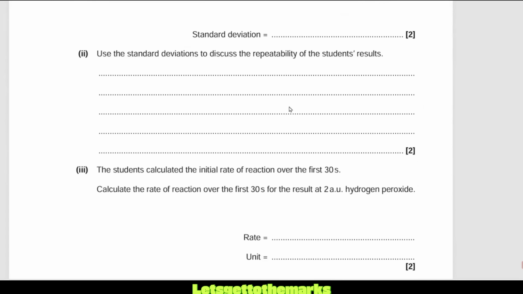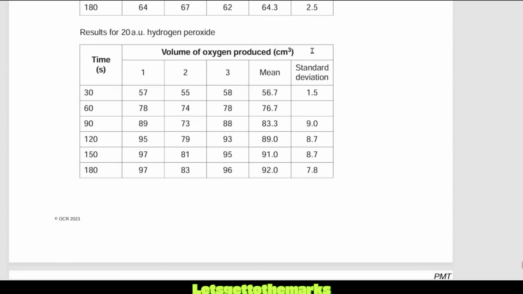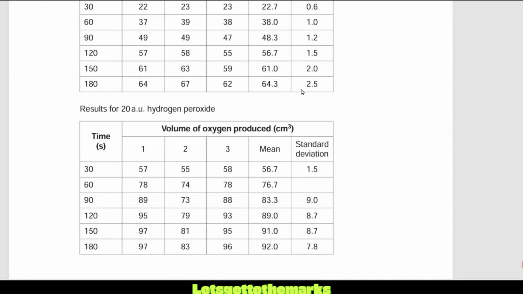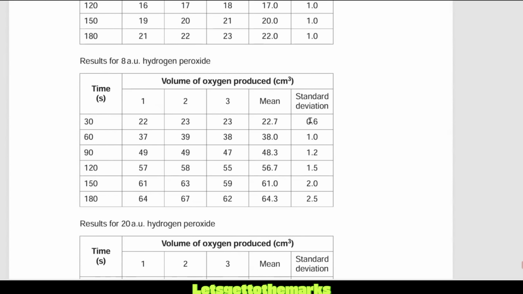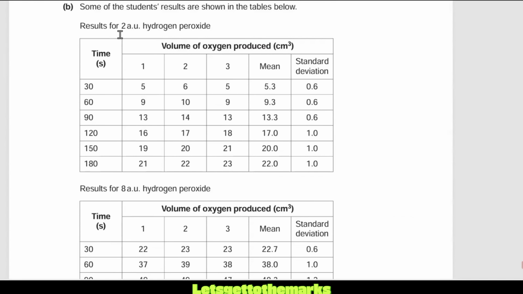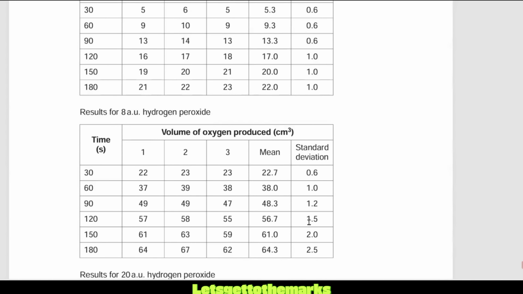Right, let's zing. Use the standard deviations to discuss the repeatability of the student's results. So if we check the standard deviations and the repeatability, let's look at 20 AU, the standard deviation is quite high. But when we look at this table of results, at 8 AU, look at the standard deviations. At the lower concentration of 8 AU, the standard deviations are lower. And if we go to an even lower concentration, 2 AU, a lower concentration of substrate, hydrogen peroxide, we've got an even lower standard deviation. So the first comment is that as you decrease the hydrogen peroxide concentration, or substrate concentration, the standard deviation is lower. It's more repeatable. But also, as time goes on, with all of the concentrations, the standard deviation increases, so it becomes less repeatable.